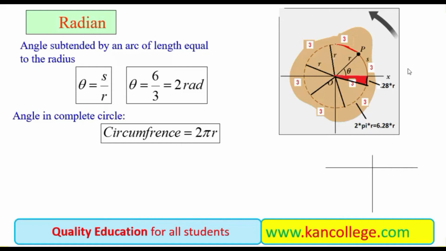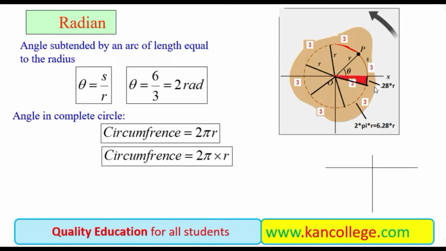As we know, the total length of the circle, or the arc length of the circle, which is also known as the circumference, is 2 pi r. It means the circumference is 2 pi times the radius. 2 pi means 6.28 radians. 2 into 3.14 is 6.28 times the radius. It means in a complete circle there will be 6 radius and 0.28 radius.